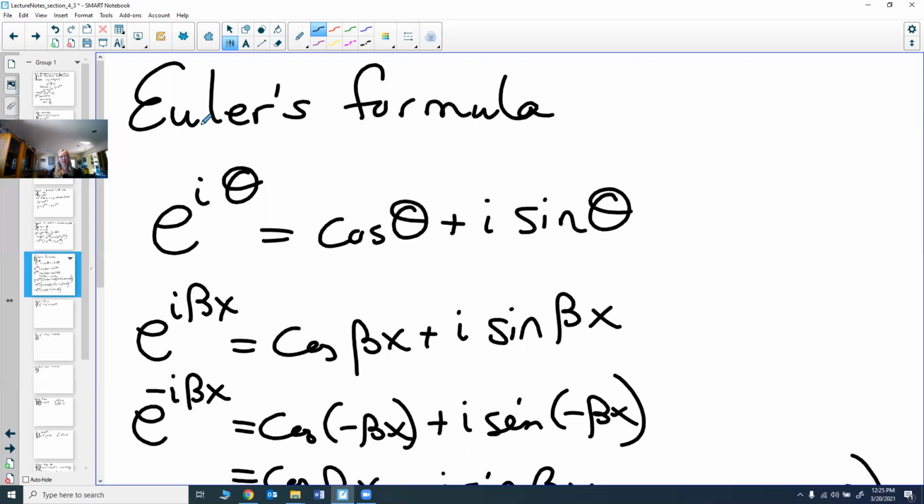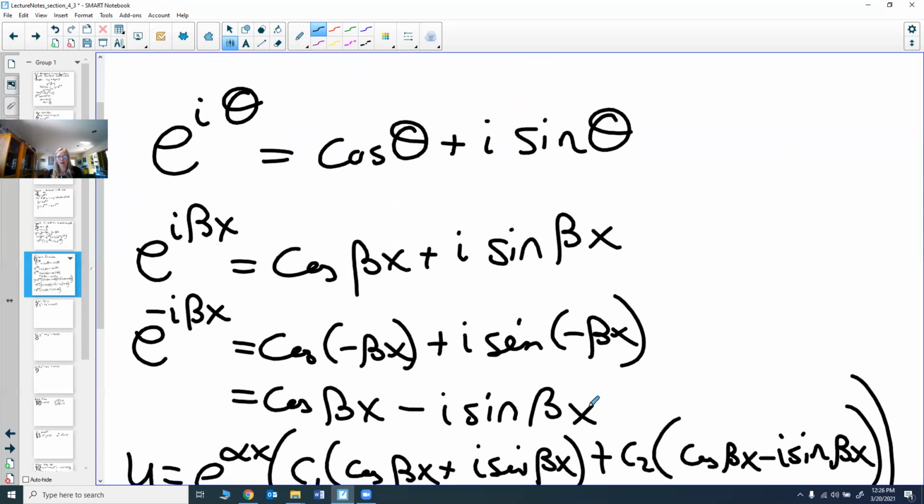We love this formula in mathematics because it really makes life much easier to work with. So this formula we're going to now use to simplify e to the i beta x, which would be cosine of beta x plus i sine of beta x. And e to the minus i beta x, it'd be cosine of minus beta x plus i sine of minus beta x. Remember that sine is an odd function. So the sine of minus beta x is minus the sine of beta x. The cosine is an even function. So the cosine of minus beta x is just the same as the cosine of beta x.